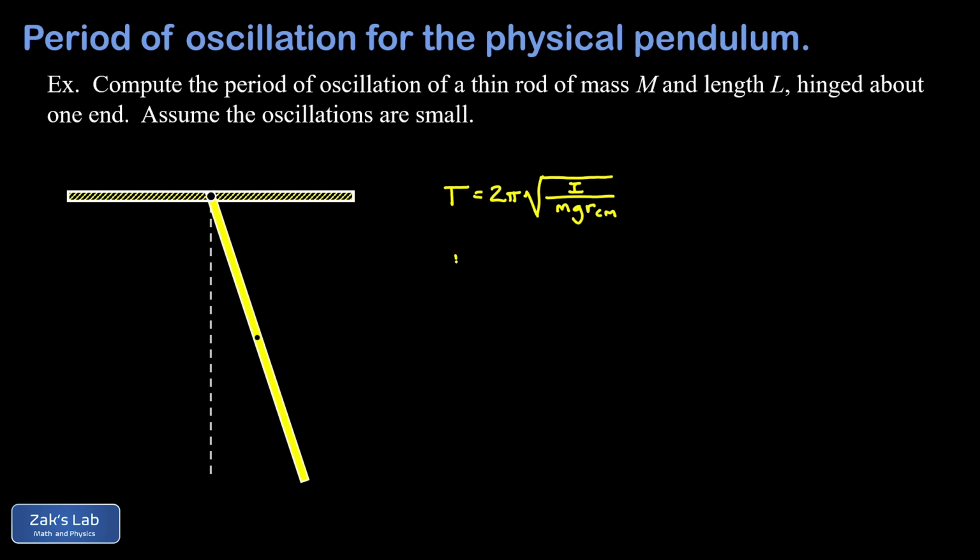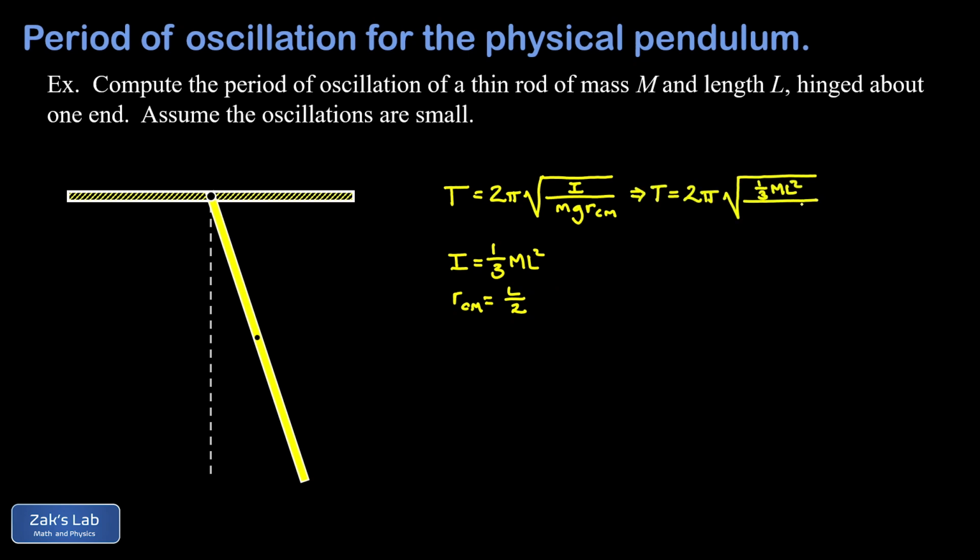So we have to recall first that the moment of inertia of a thin rod about one end is given by 1/3 ML squared. And I'll post a link to the video where that was derived by using integration. And then the r center of mass in this case, well, the hinge is at one end of the rod and the center of mass is at the middle because it's just a thin uniform rod. So the distance between those is just L over 2. So we can plug in and find our period.